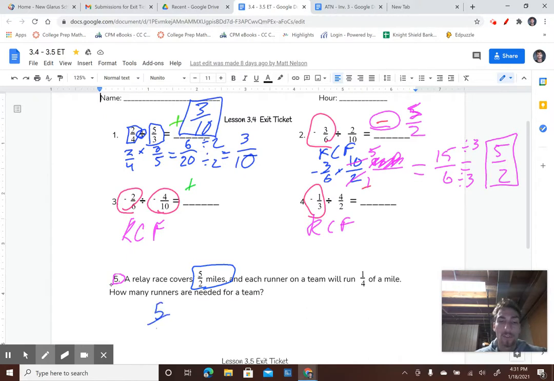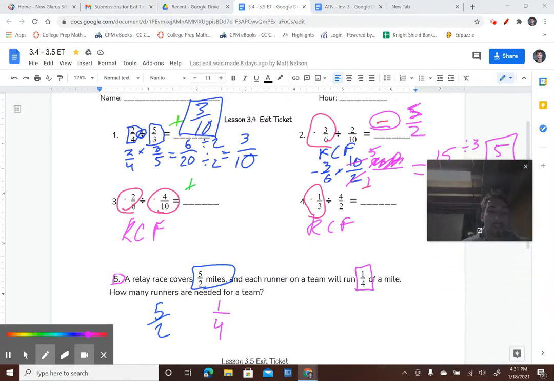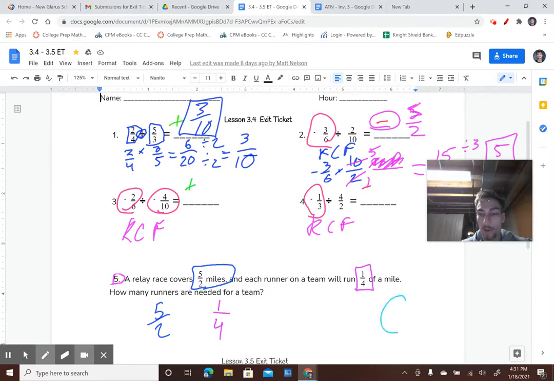So that's what I'm going to start with. Each runner on a team is going to run 1/4 of a mile. How many runners are needed for a team? All right, so imagine we had a track that was exactly 1 mile long. So I'm going to go ahead and draw it here. This is my mile-long track.